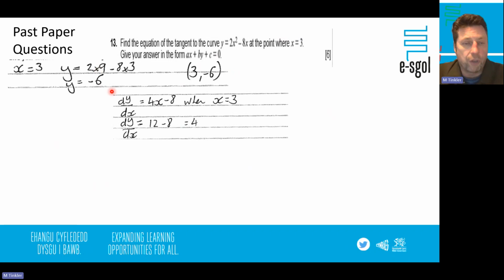Now, next thing I need to know the gradient. I need a gradient and a point. I only had half the point, so now I've got the full point. The gradient, I do dy dx.